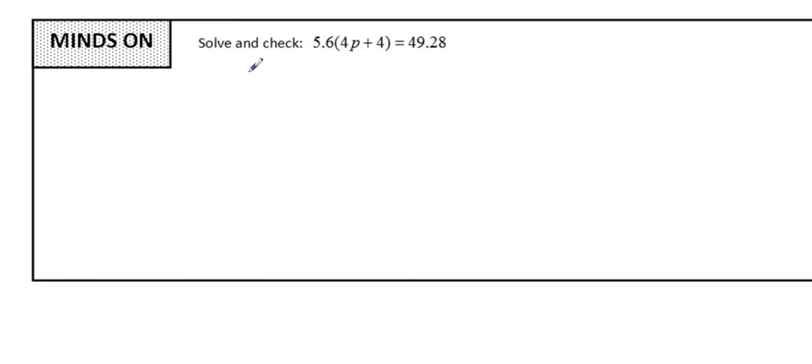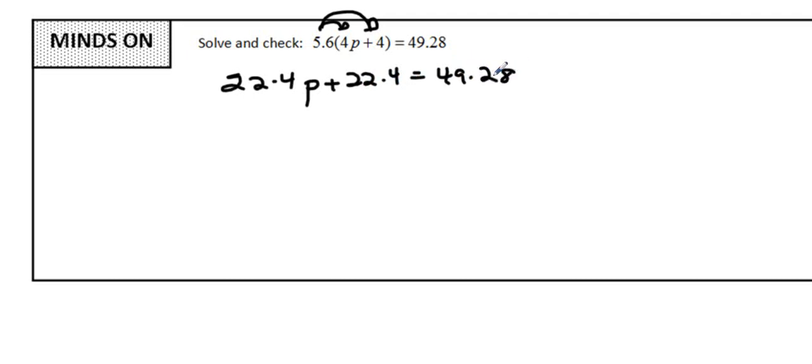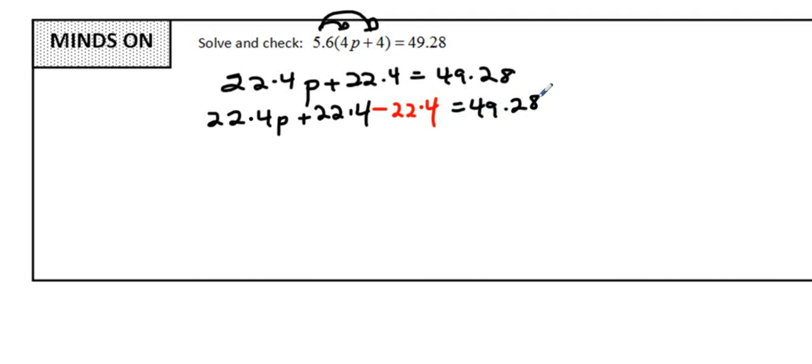So I'm going to multiply the 5.6 into the brackets here. So 5.6 times 4 is 22.4p plus 22.4. And that's going to equal 49.28. And then I want to get rid of the 22.4 on this side. So I'm going to take 22.4p plus 22.4 minus 22.4. And that's going to equal 49.28 minus 22.4. So we subtracted 22.4 from both sides.